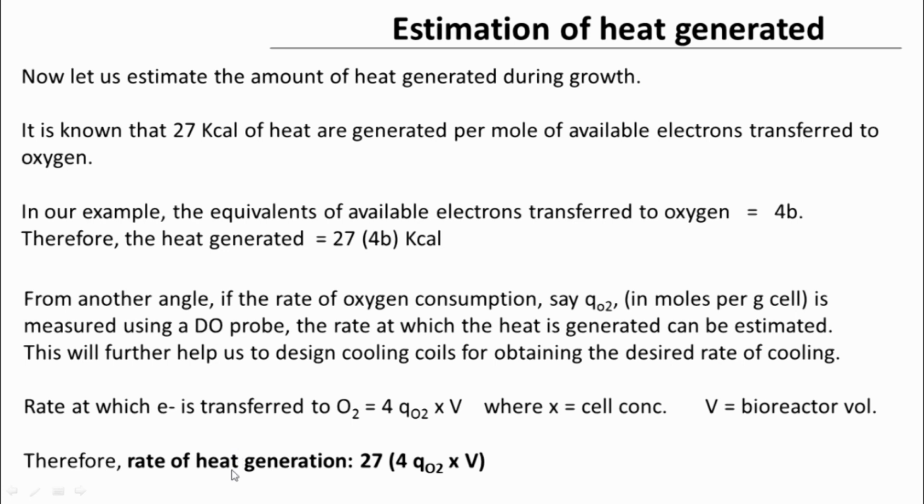So in this case, for each mole it is 27 kilocalories. So in this case, it is 27 times 4 QO2 x V. This gives you the rate of heat generation, an estimate of the rate of heat generation, which can be helpful for us to make many decisions. So this is based on what is happening at the cell level.